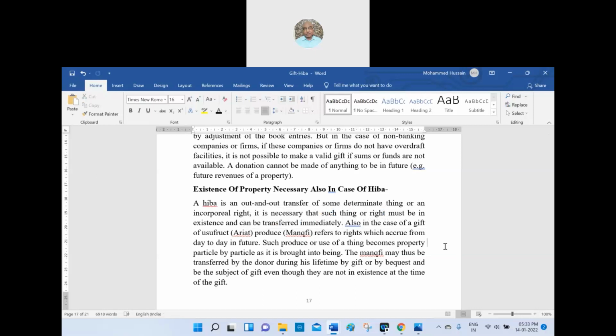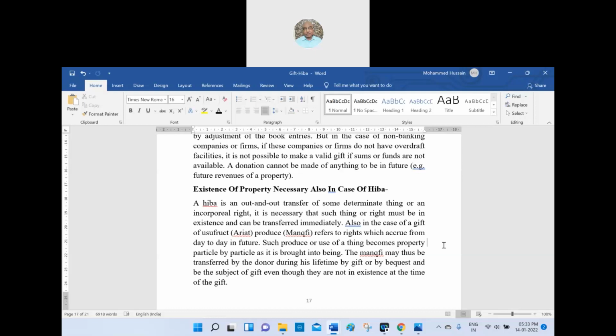A hiba is an out and out transfer of some determinate things or an incorporeal right. It is necessary that such a thing or right must be in existence and can be transferred immediately. Also, in the case of the gift of the usufruct, that is ariyat, where you get the produce only. Ariyat, usufruct, produce, manakfi, refers to the right which accrues from day to day in future.